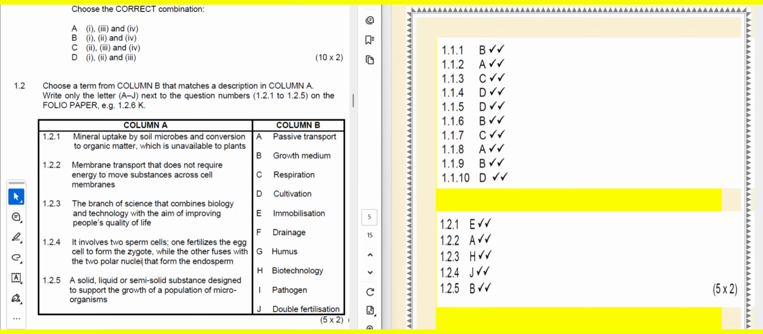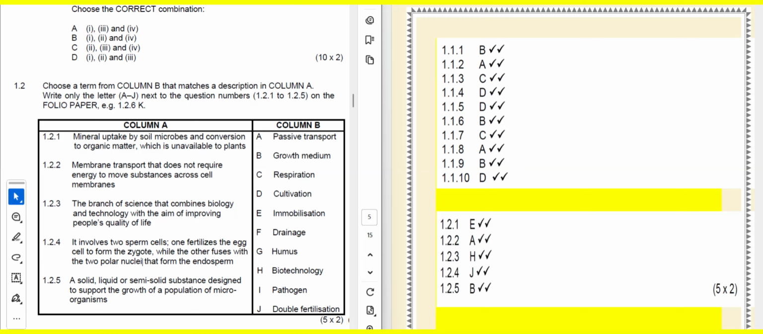1.2.3. The branch of science that combines biology and technology with the aim of improving people's quality of life. Karabo, what is the answer? Letter H. This refers to biotechnology. Correct.